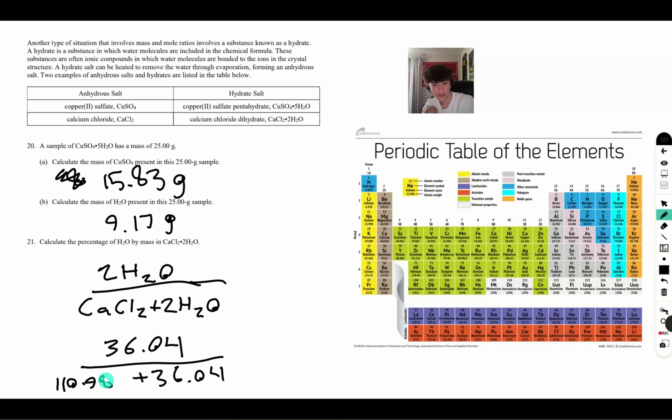36.04 divided by, in parentheses, 110.98 plus 36.04. I forgot my decimal, let me just go back. 110.98 plus 36.04. You get around 0.2451367161. That's what you get on the calculator. Multiply that by 100. 24.51367161. And now let's round to 2 sig figs after the decimal. You'll get 24.51%. So there you go.